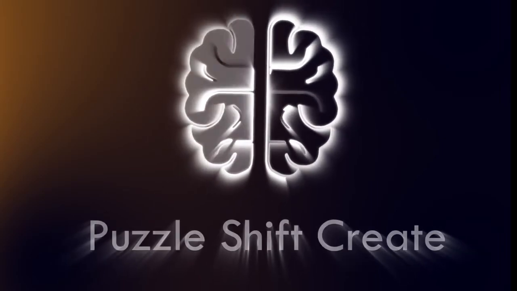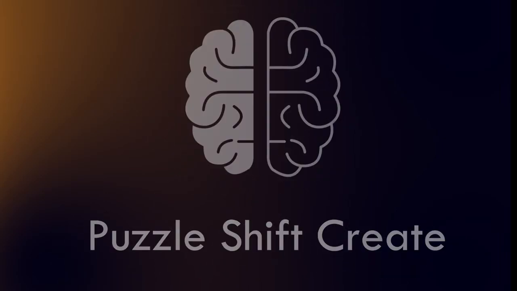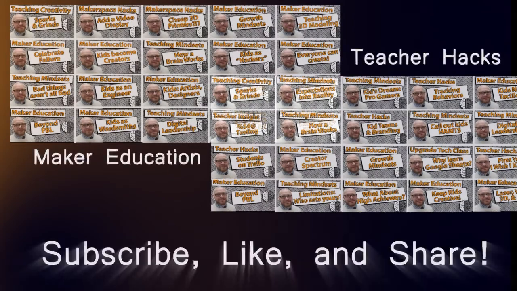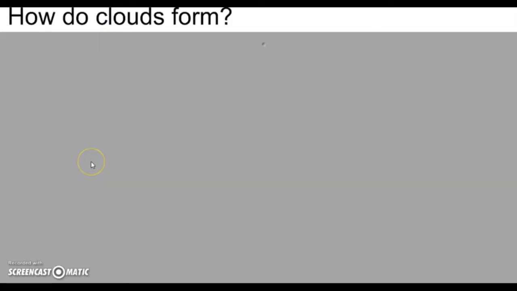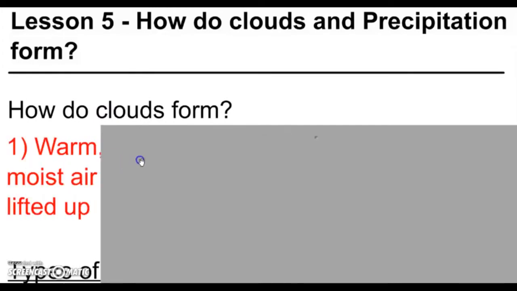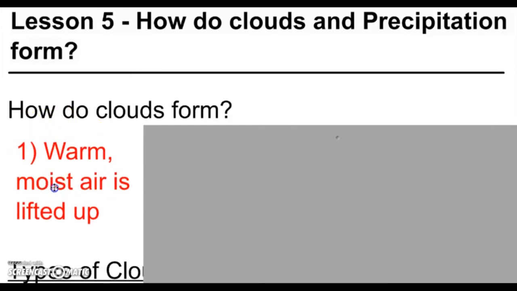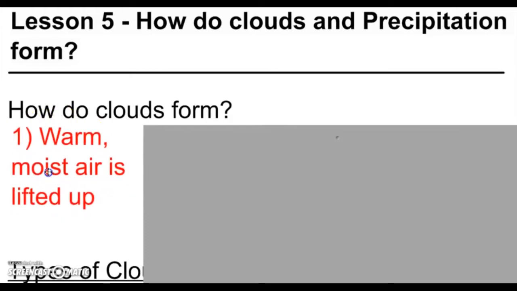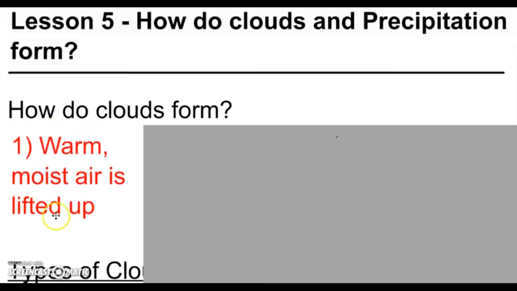Here we have notes on how do clouds and precipitation form. So first of all, how do clouds form? Well, several things need to happen. Very first of all, warm, moist air gets lifted up. Now, we learned before warm air is less dense and wants to rise. That might be the first way how it gets lifted up.